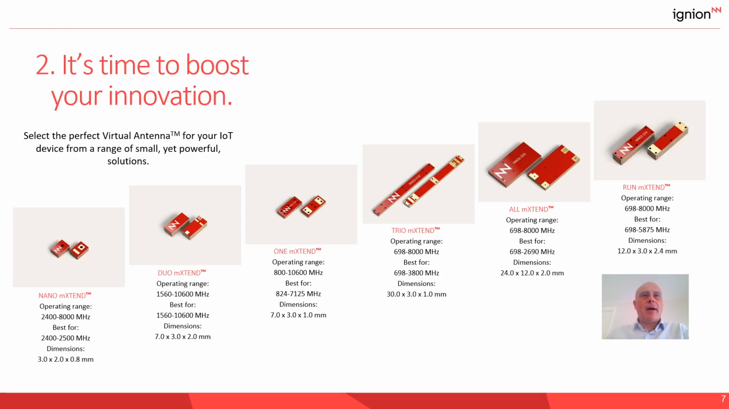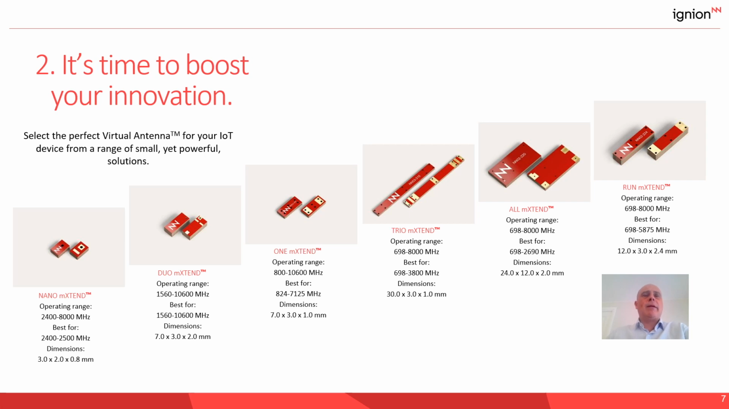Here we have the family of the virtual antenna products. In fact, with one product, we can operate at any frequency from, say, 600 megahertz up to 10.6 gigahertz. So everything for narrowband IoT, 4G, 5G, GPS, Wi-Fi, ultra-wideband, and so on.